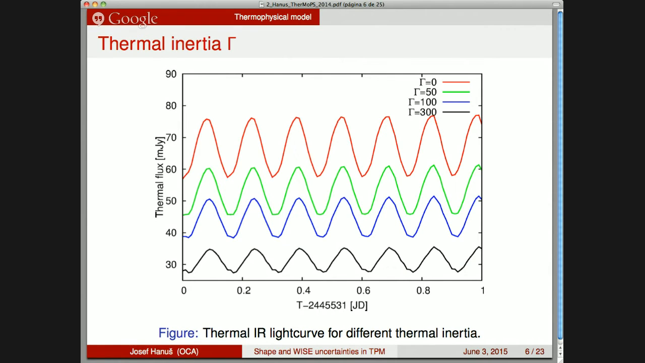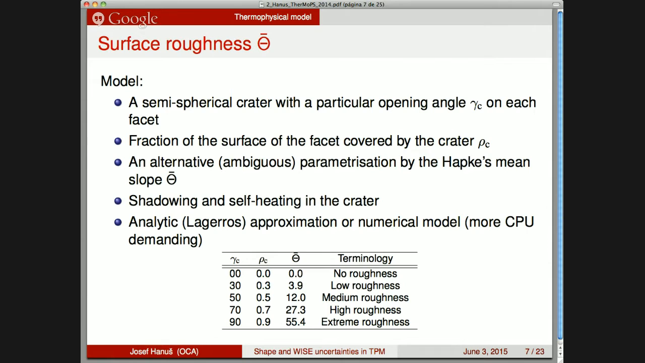We use a simple model of a semi-spherical crater described by two parameters. One is the opening angle, and the second one is the surface ratio covered by this crater on each facet. So the shape model is basically a polyhedron divided into facets, and each facet has this crater. And there is an alternative parameterization, sometimes called Hopkins mean slope, which is just one parameter, but it's ambiguous.